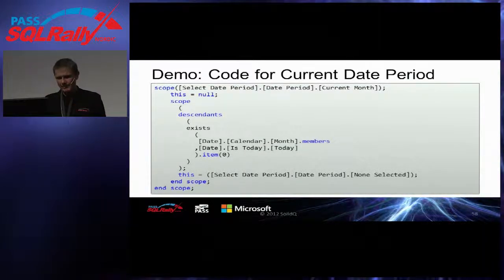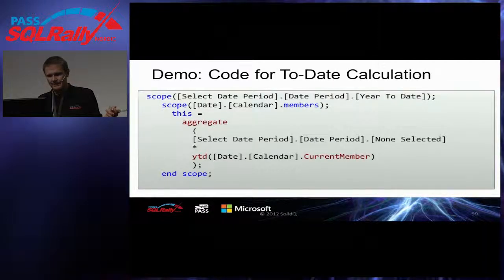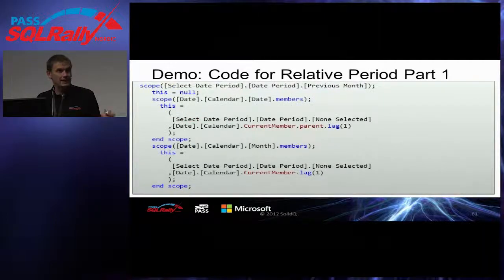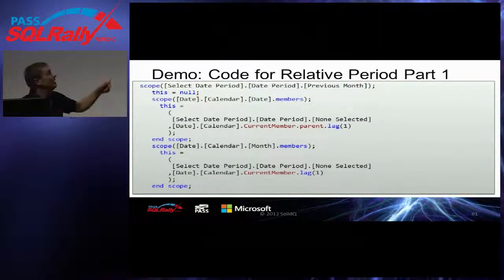Okay, and then I have samples of code. Here is the code for the current date period, and it shows how to calculate that. I have several slides of that. I won't go through this, but again, you can get these slides, which hopefully will help you as you're trying to do these things. For a relative period, this is the code for the previous month. And again, it all follows the same pattern.